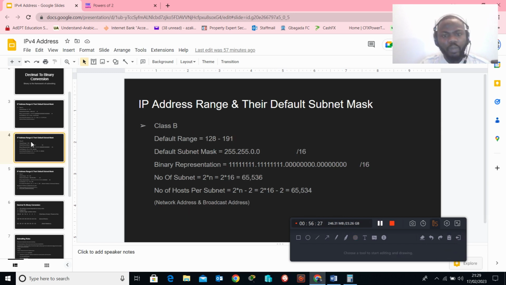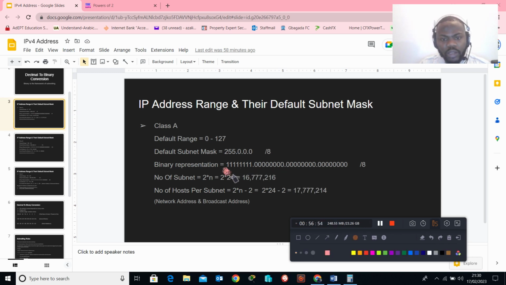Let's go back one bit. Let's go back to class B now. How do we know which one is our network portion and which one is our host portion? Do you see it says by default it is 16 ones. So here is your network portion. From here is your host portion. If we go to class A also, we are going to see that all ones is our network portion, all zeros is our host portion. And the formula works the same way here.